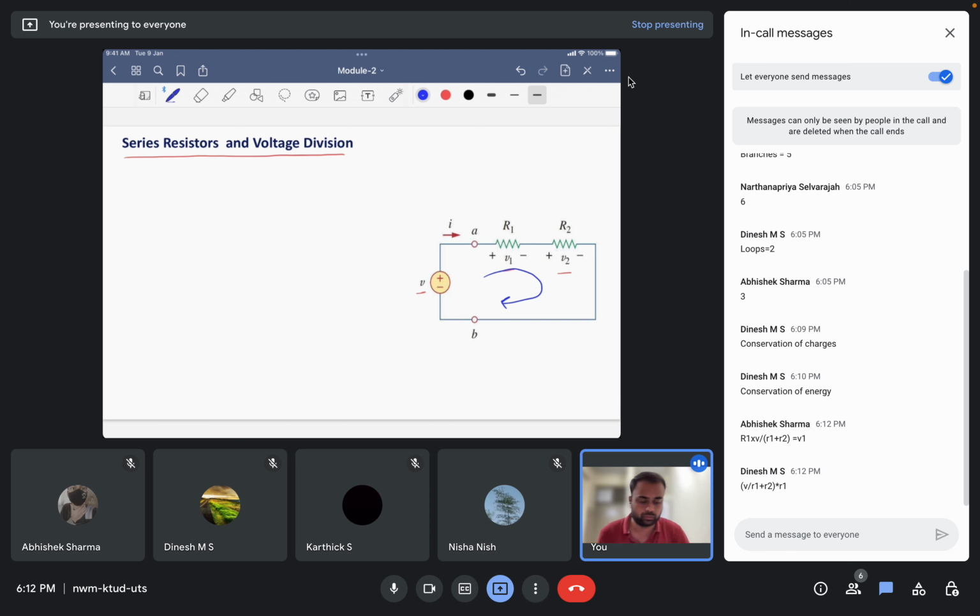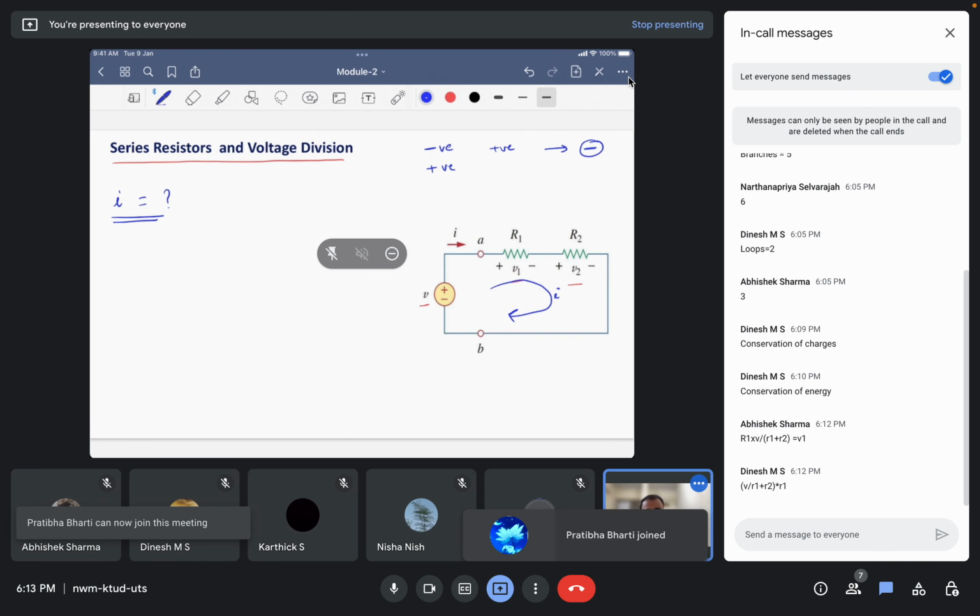First of all, there is only one loop and we assign the direction of current as this arc. The current I goes through this, and we have to find this current first. Writing Kirchhoff's voltage law, I follow a convention that whenever the polarity goes from negative to positive, I consider it a negative sign, and whenever it goes from positive to negative, I call it a positive quantity.